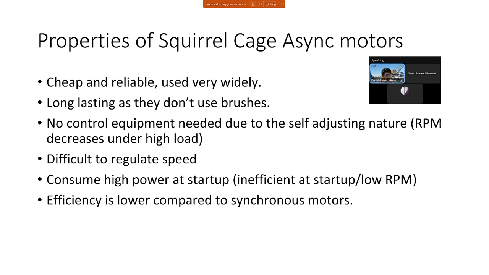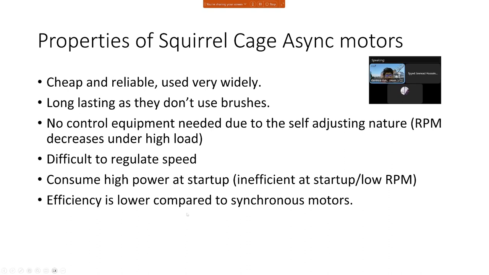If you have some amount of load and you connect it to voltage, it is going to reach whatever speed it will as per the motor parameters. You cannot control the speed because the speed is not linked to the frequency. Even by changing the frequency of the input, you cannot control the speed. It consumes high power at startup, and it's inefficient at startup and low RPM. So if your motor is overloaded and running at low RPM, it's going to make a lot of heat and basically damage its coils very fast.